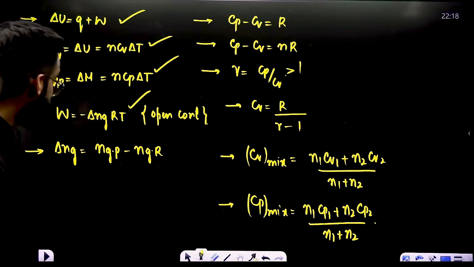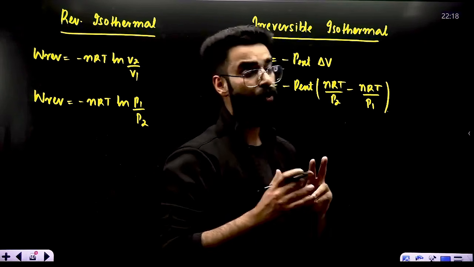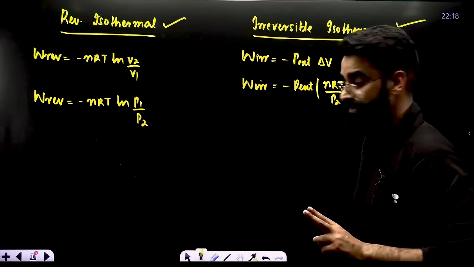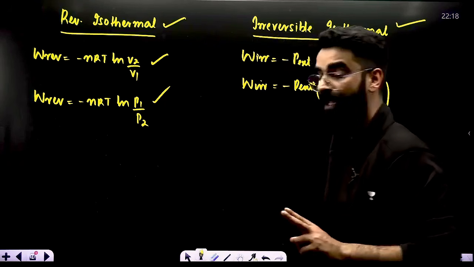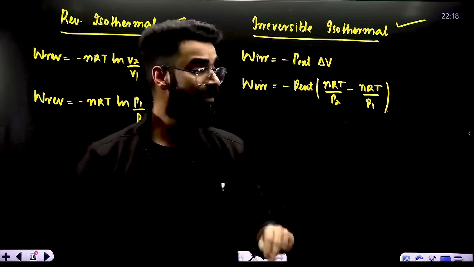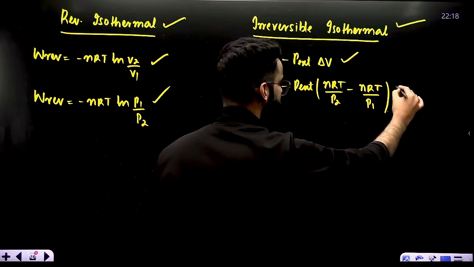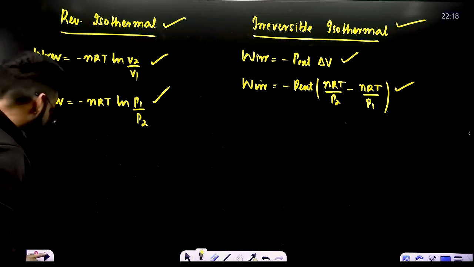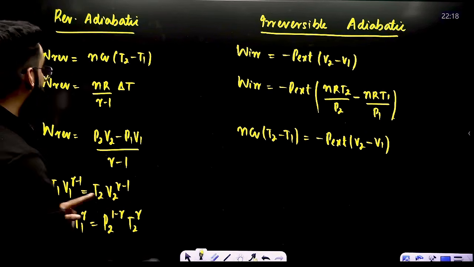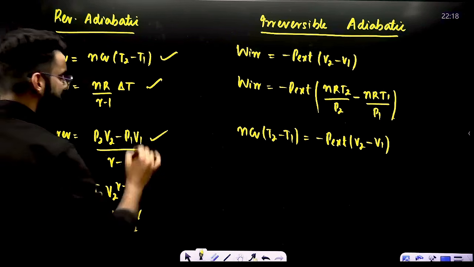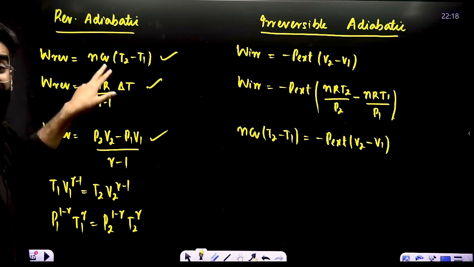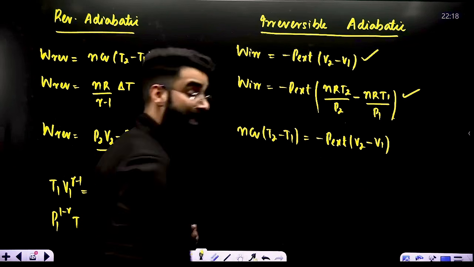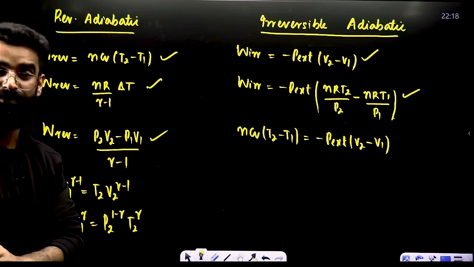Cp mixture. Now, you have got two types of isothermal processes: reversible isothermal processes and irreversible isothermal processes. These are the results with the help of which you calculate work done in reversible isothermal, and these are the formulas with the help of which you can calculate work done in case of irreversible isothermal. Now, again, you have got two types of adiabatic processes, and these are the three results with the help of which you can calculate work done in reversible adiabatic. And these are the two results with the help of which you can calculate work done in irreversible adiabatic processes.